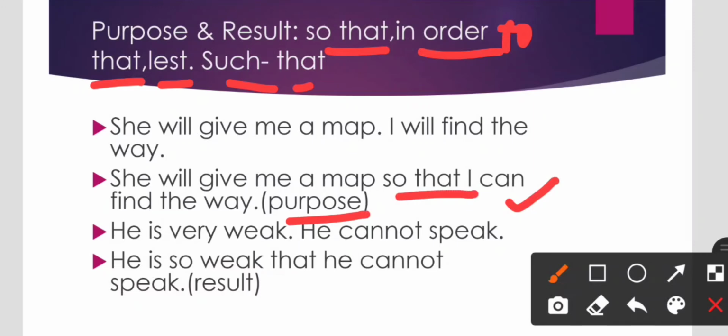He is very weak, he cannot speak. He is so weak that he cannot speak. He is so weak. Here we are not using so that together. We are using so in the principal clause and that in the dependent clause. Okay, but in purpose we use so that in the dependent clause. So remember this, and it is showing here result. He is so weak that he cannot speak.